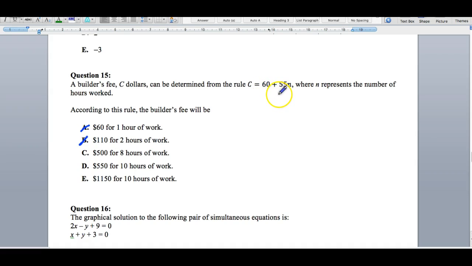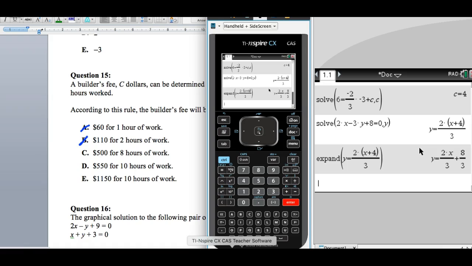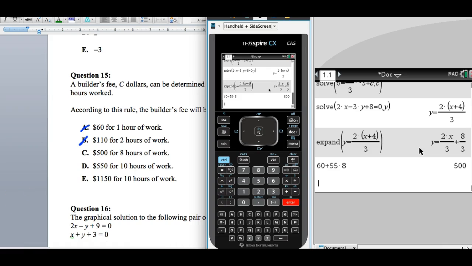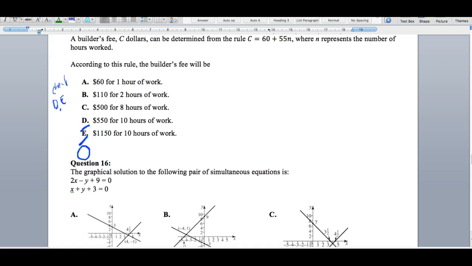The next one, $500 for 8 hours of work. I'm going to have to use my calculator for that one. 60 plus 55 times 8 hours is 500. There we go. You could have used your calculator for the other ones too. In a multiple choice situation, I would go back and check D and E at the end, just to make sure I didn't make an error. All right, let's move on.